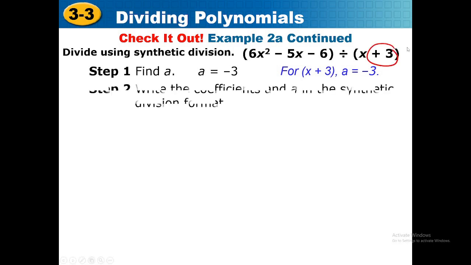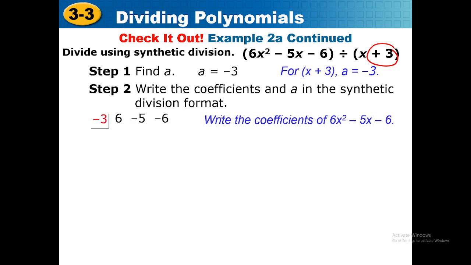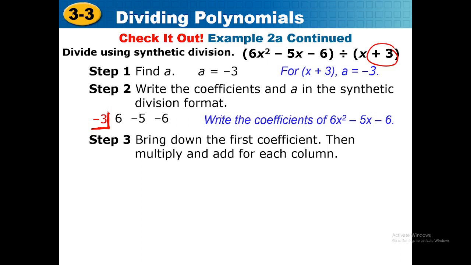Now, let's go to step number 2. Write the coefficients and a in the synthetic division format. So, what are the coefficients here? 6, negative 5, and negative 6 are correct. And then, you write the number 3 over here. Now, let's go to step number 3. Bring down 6. And then, unsay sunod buhaton, class?